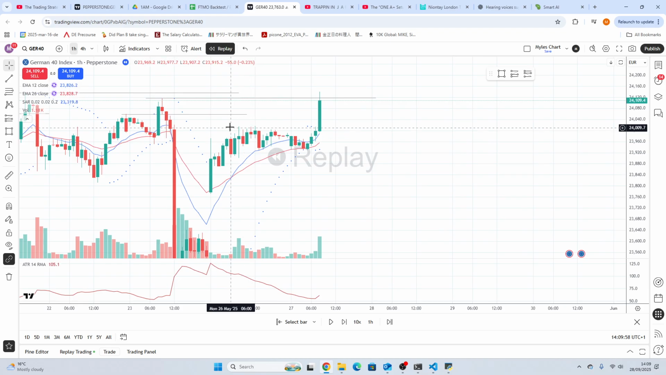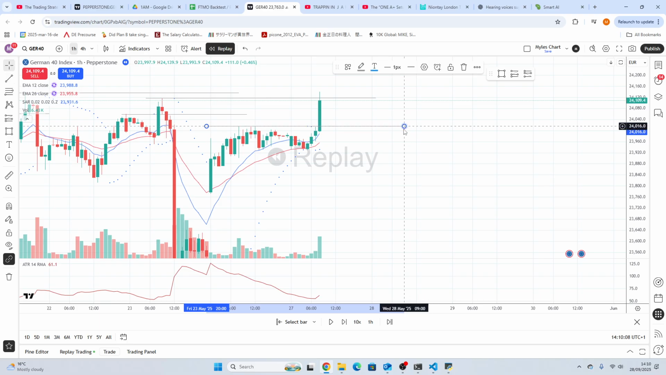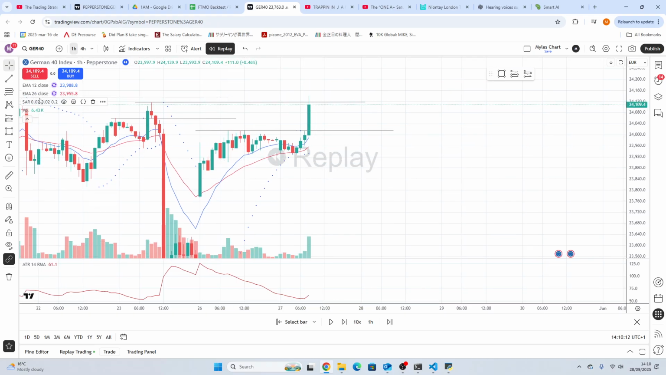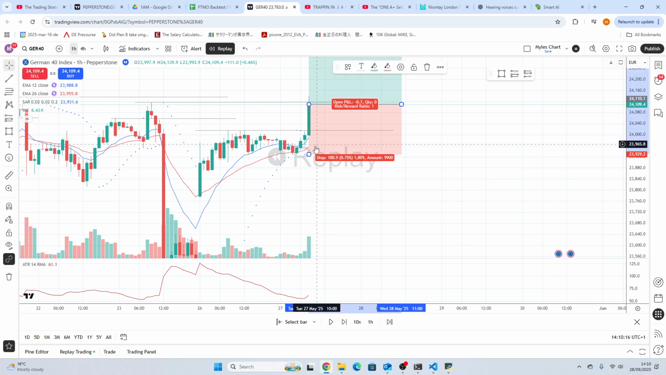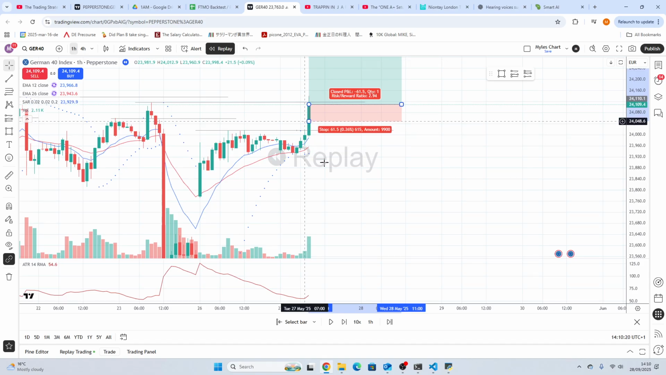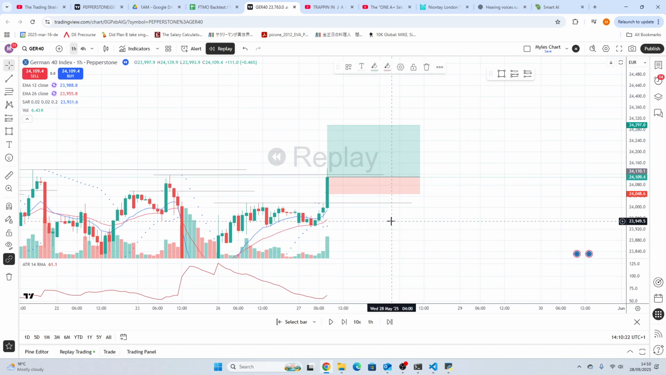There we go, there's the tip. There is a minor one here. So we got this minor break here. Yeah, this triggers the EMA jump. 61. Yeah, that's a big jump though.